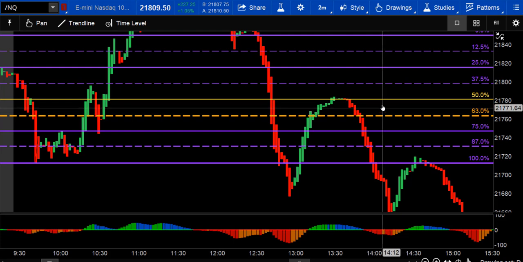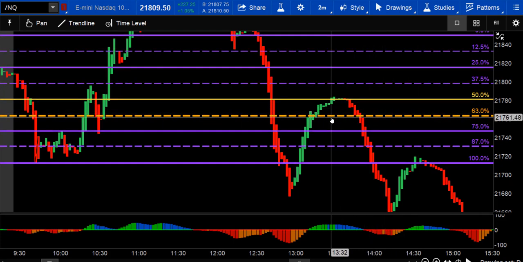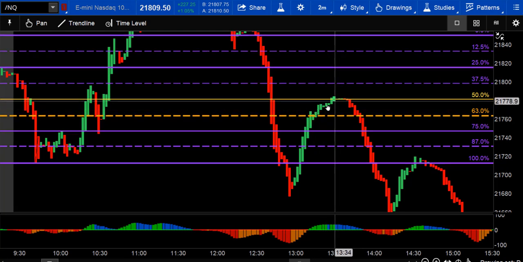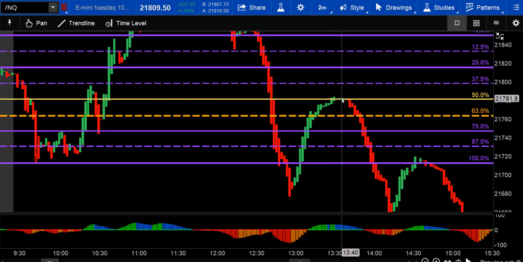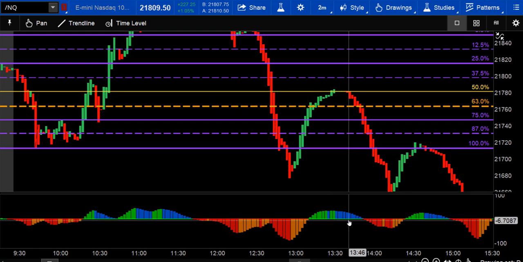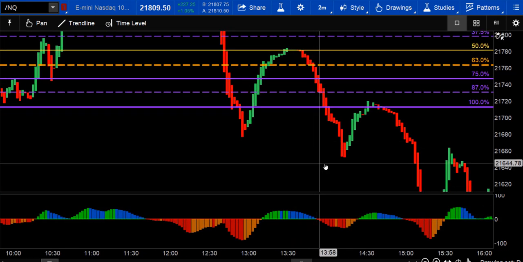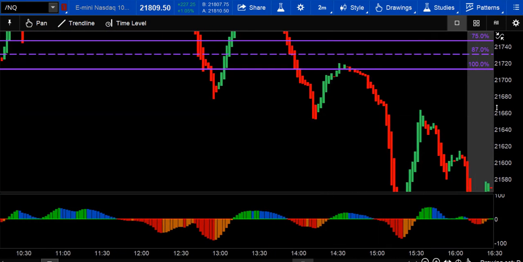I have the 50% in yellow and the golden pocket here in a kind of dashed orange color, yellowy orange. So it's hitting it, but I'm also seeing momentum slowly decreasing here. And sure enough, it died. Down she goes, right? And it went way down.